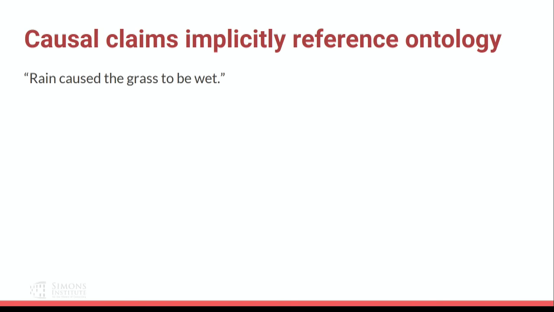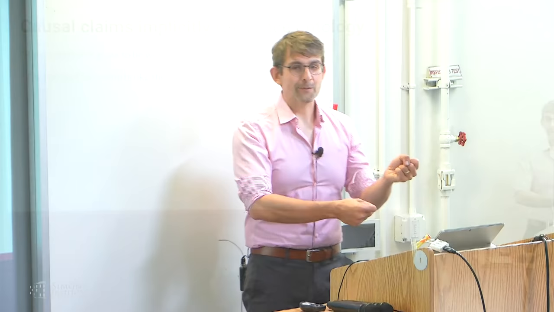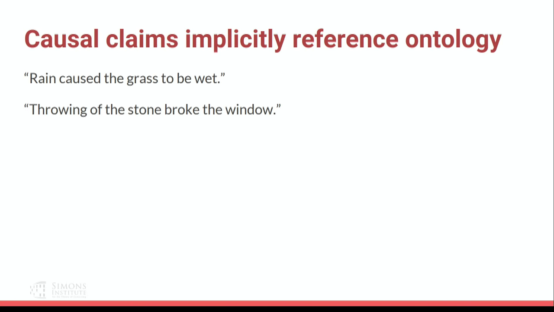Throwing of the stone broke the window, right? You could imagine somebody trying to hurl lava at a window or something like that. But I assume that it's actually the rigidity of the stone here that broke the window relative to the rigidity of glass. And these make references to our understanding of glass and stones and windows.